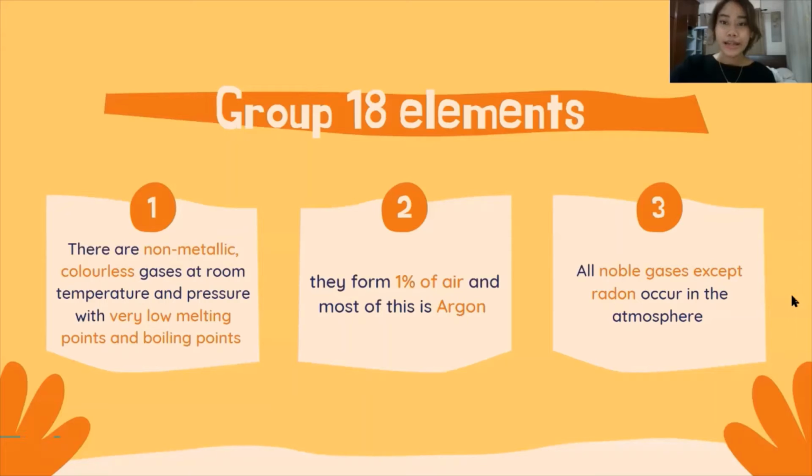So group 18 elements. Number one is they are non-metallic, colorless gases at room temperature and pressure with very low melting points and boiling points. Because they have very low melting points and boiling points, they are all gases. Number two is they form 1% of air, and most of this is argon in the atmosphere. Number three is all noble gases except radon occur in the atmosphere.